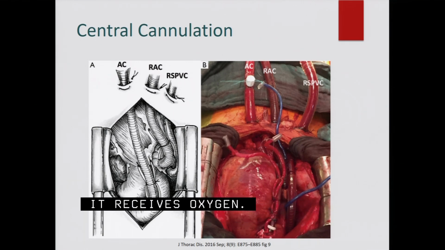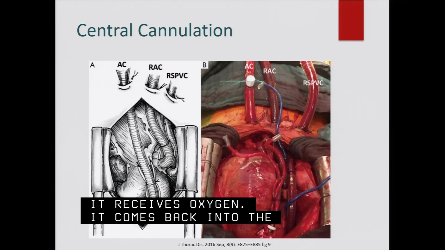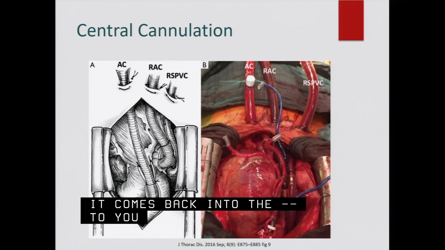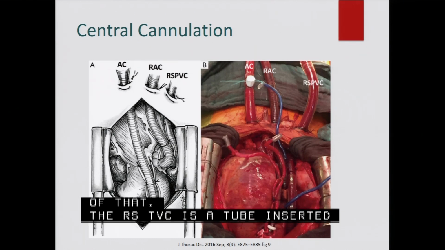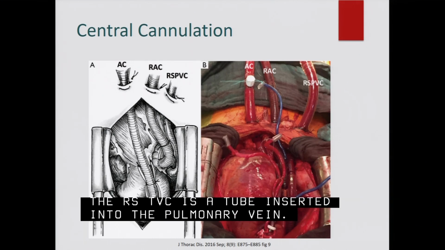To your immediate right is the actual picture of that, with the arterial cannula inserted in the aorta and a right atrial cannula. The RSPV cannula is a tube that's inserted in the pulmonary vein to help vent, if you will, the left atrium. So this is open central cannulation. You can see quite an incision.